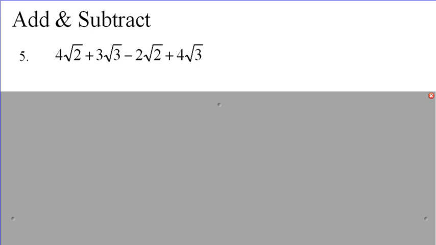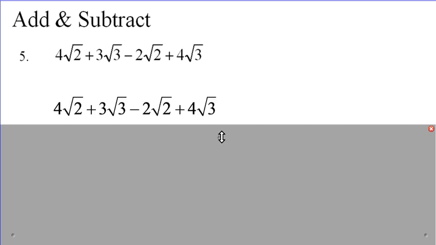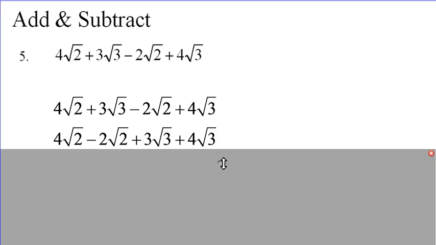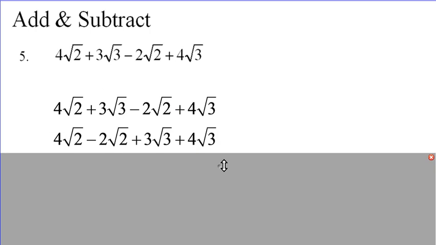For number 5, we have 4 square roots of 2 plus 3 square roots of 3 minus 2 square roots of 2 plus 4 square roots of 3. By looking at this problem, I see that I have two sets of like terms, square roots of 2 and square roots of 3. So if I reorganize them by like terms, I can start simplifying my problem.